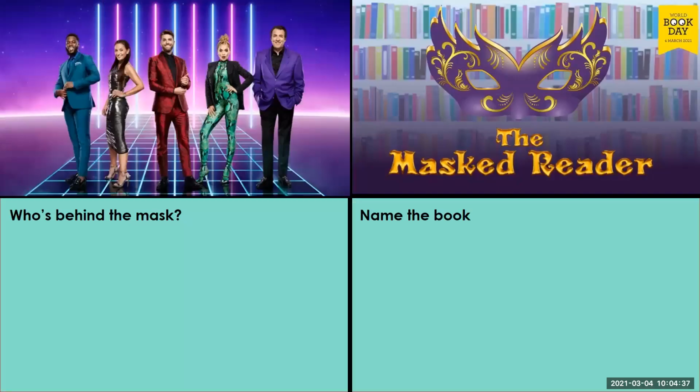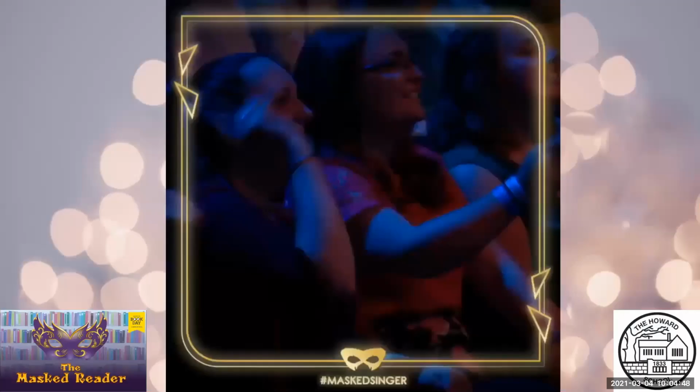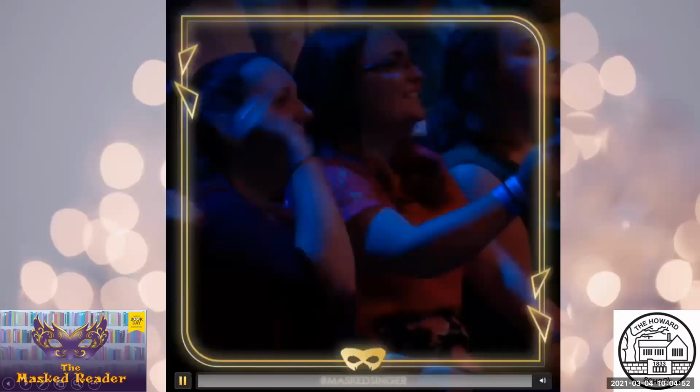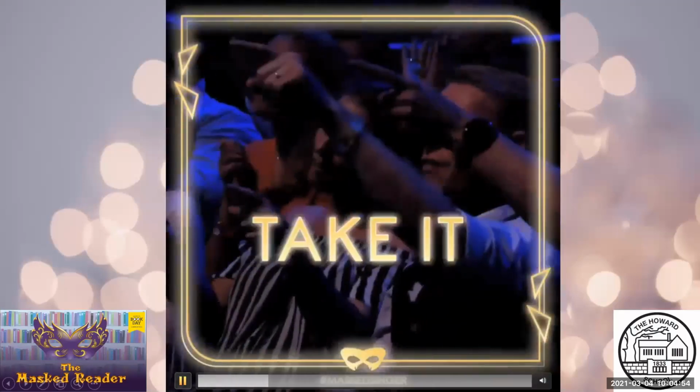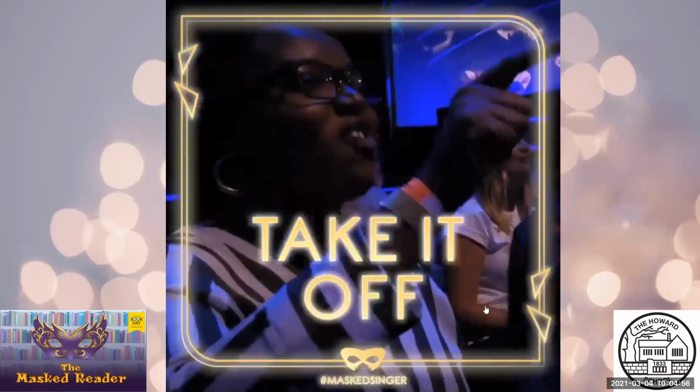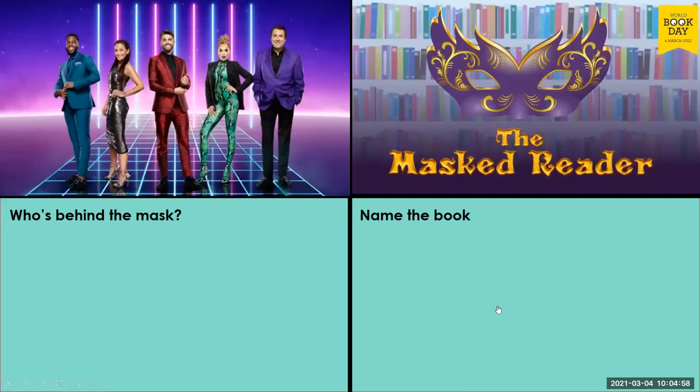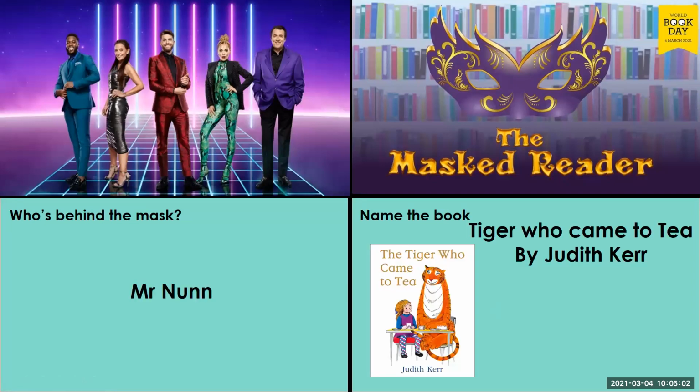Okay, so who is the tiger? Who is behind the mask? Can you name the book? Okay, let's unmask the tiger. Okay, so let's see who is behind the tiger mask. It's Mr. Nunn, and the name of the book is The Tiger Who Came to Tea by Judith Kerr.